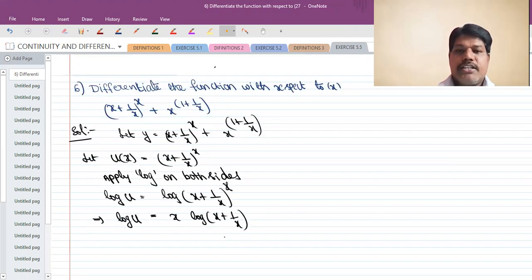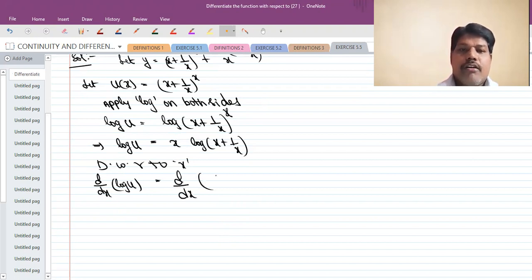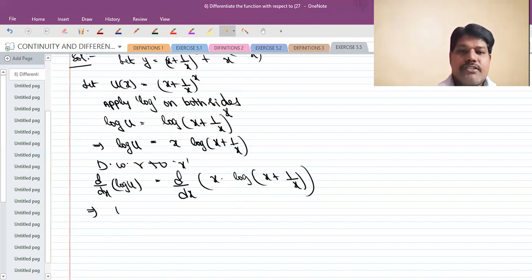Then differentiate with respect to x. The derivative of log u is 1/u into du/dx. Why? Because the derivative of log f(x) is 1/f(x) into the derivative of f(x), and here f(x) is u. On the right-hand side, the derivative of x into log(x + 1/x).